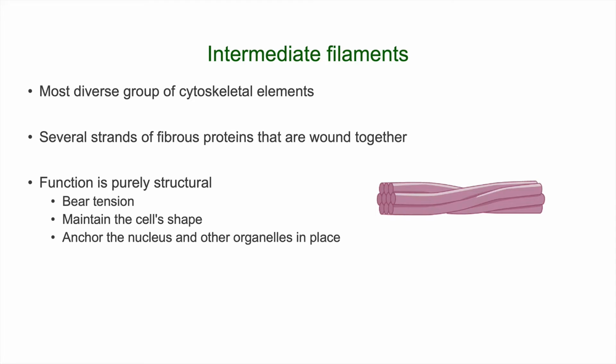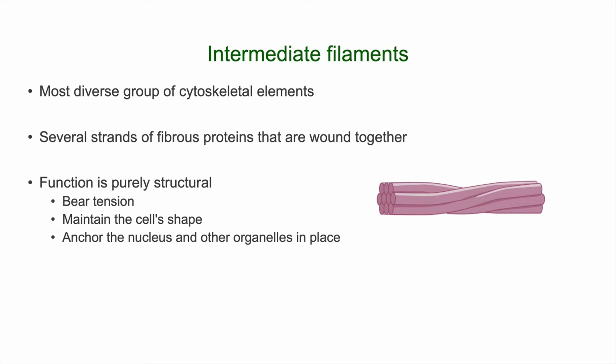The intermediate filaments are the most diverse group of cytoskeleton elements. These are several strands of a fibrous protein that are wound together. Fibrous proteins don't dissolve in water. They're very, very strong. So they include things like collagen and elastin that make up your cartilage and your ligaments and your tendons. This includes the keratin that makes up your fingernails and your hair. And so these are really, really strong fibers.